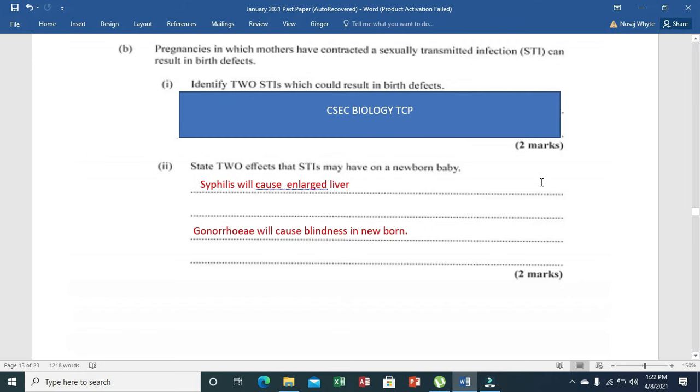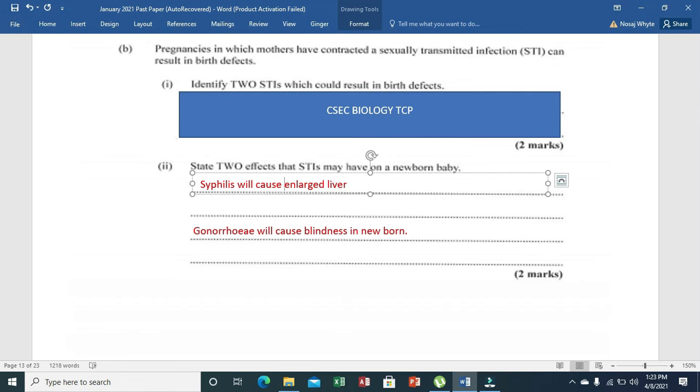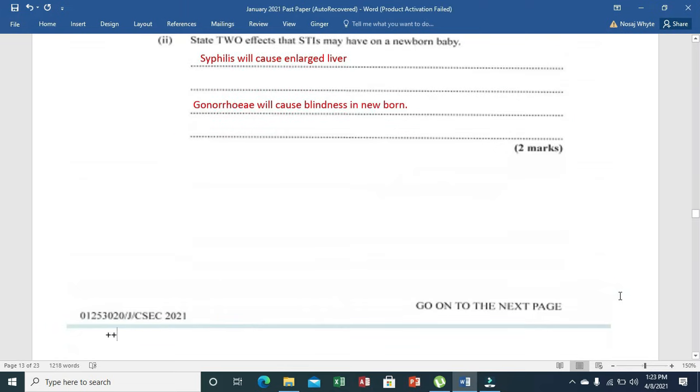So syphilis will of course cause an enlarged liver, and the ripple effect from that is so great it could of course take the life of the newborn. Gonorrhea could cause blindness in the newborn, so one wants to ensure that they are taking all the precautionary measures to ensure that they are safe, and if they are not safe, that treatment is sought early. It means that if one is pregnant, it's very important to ensure that they are going to those maternity clinics.